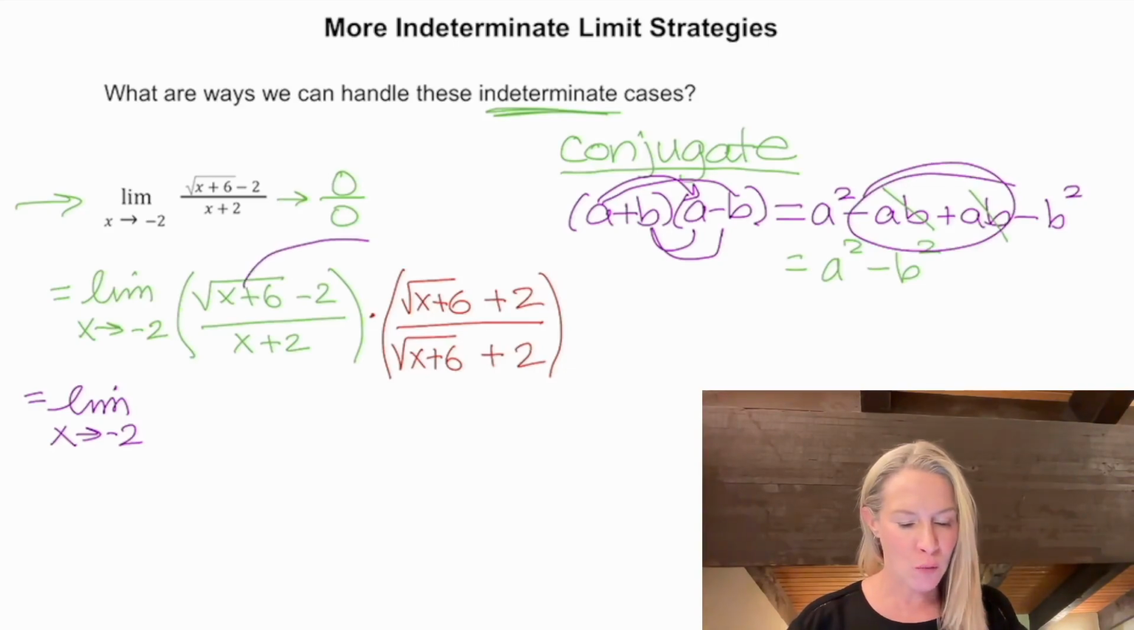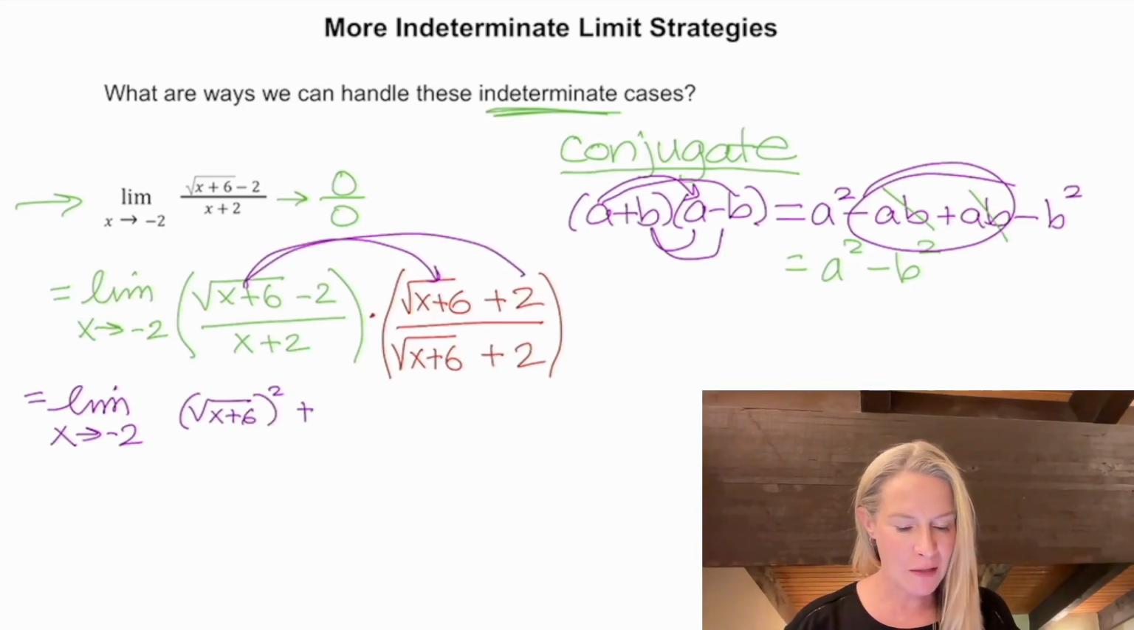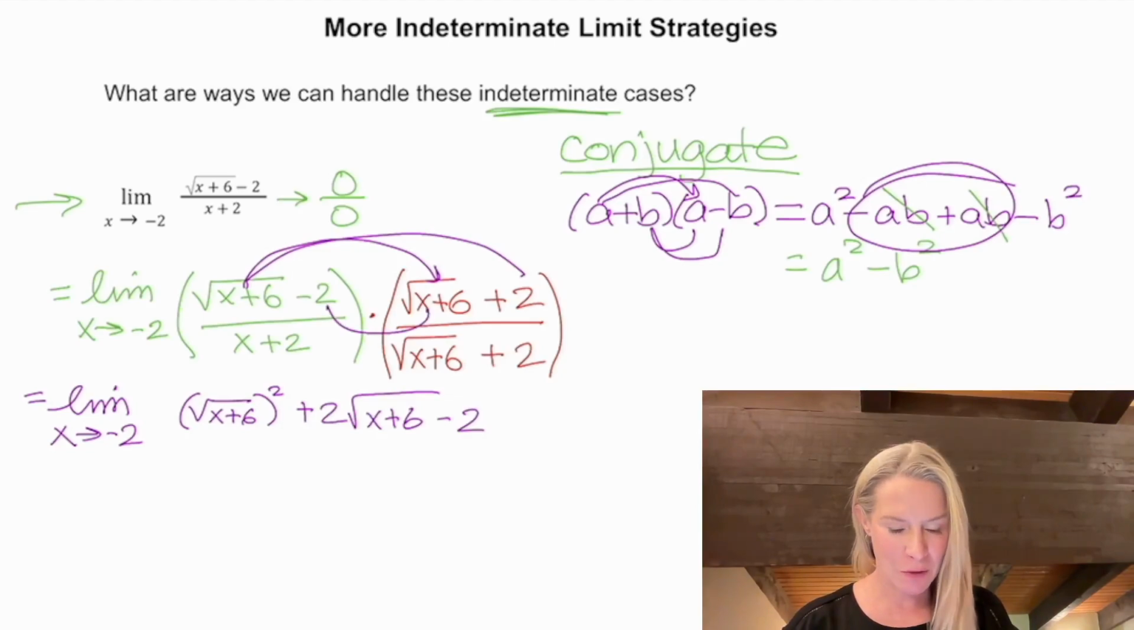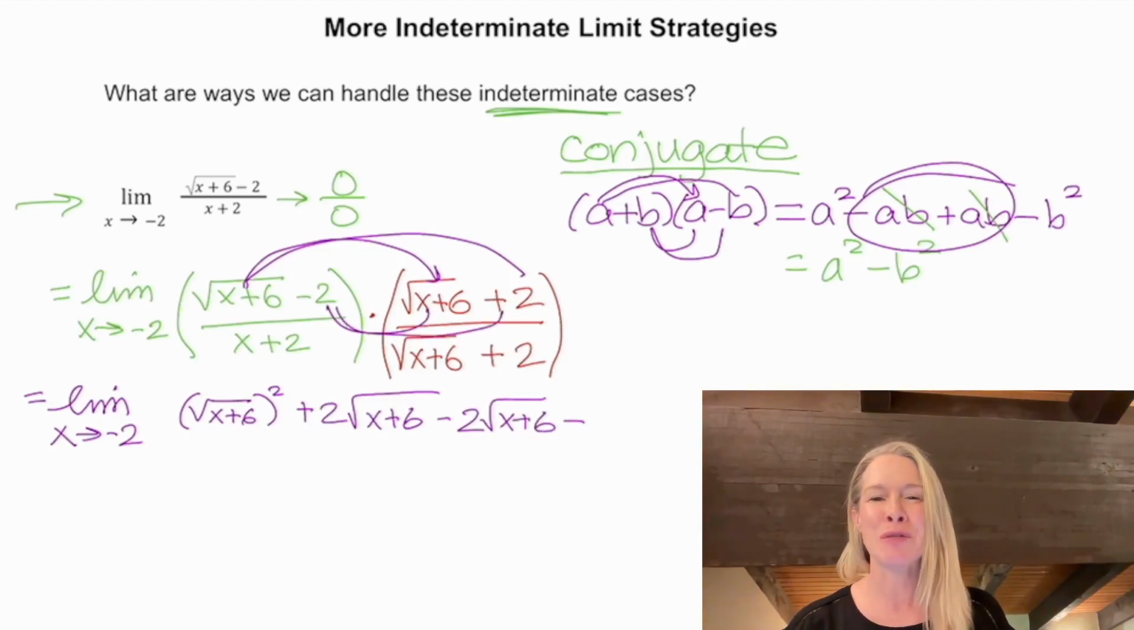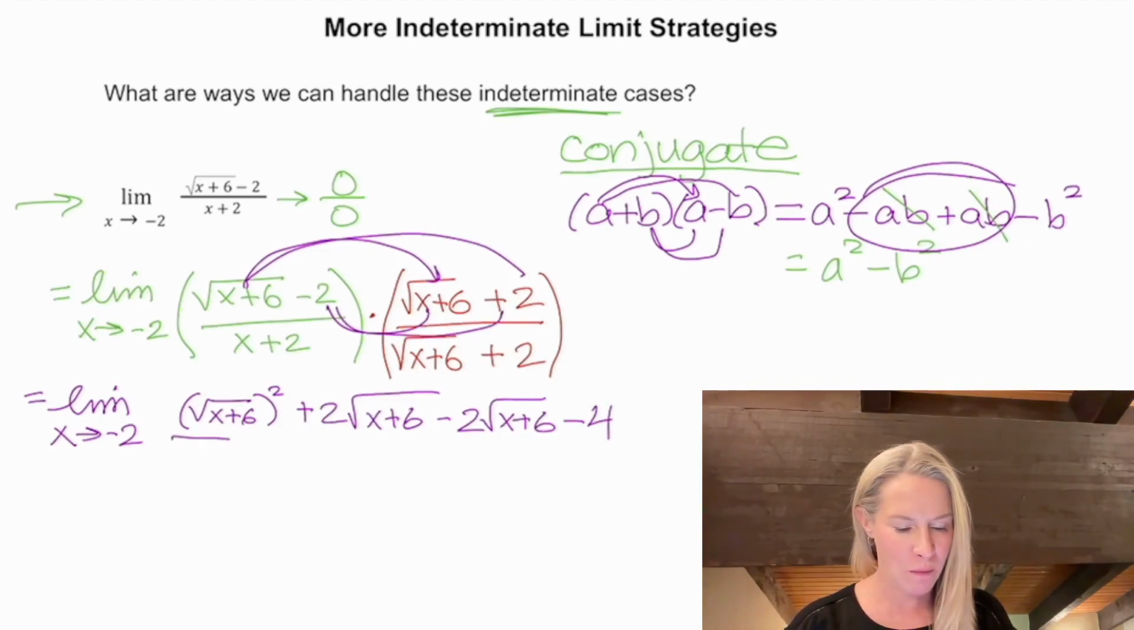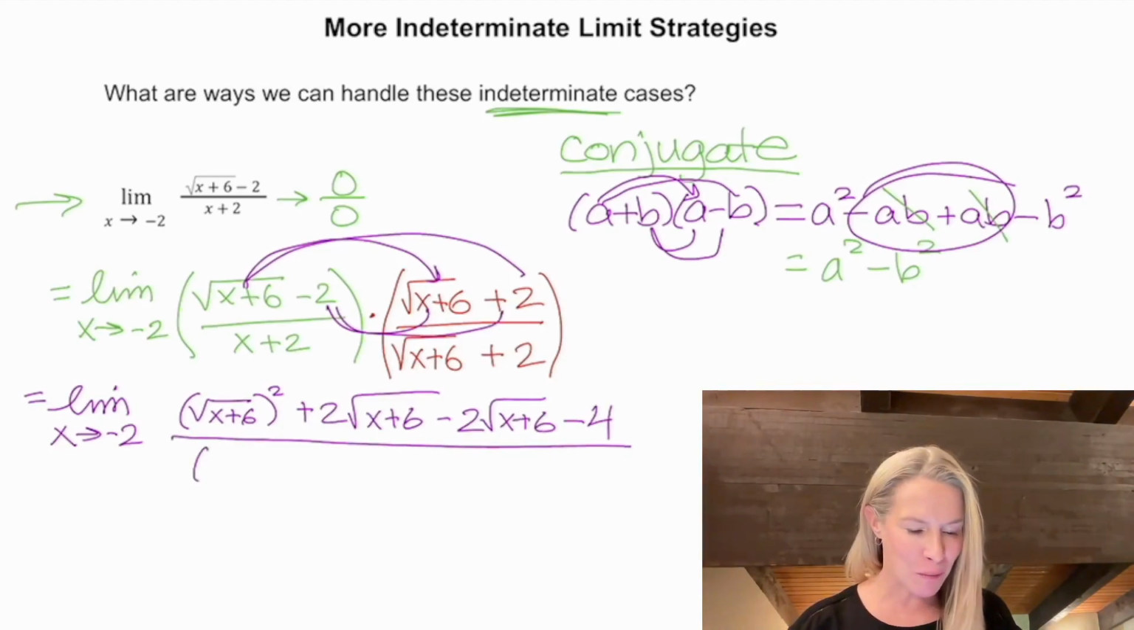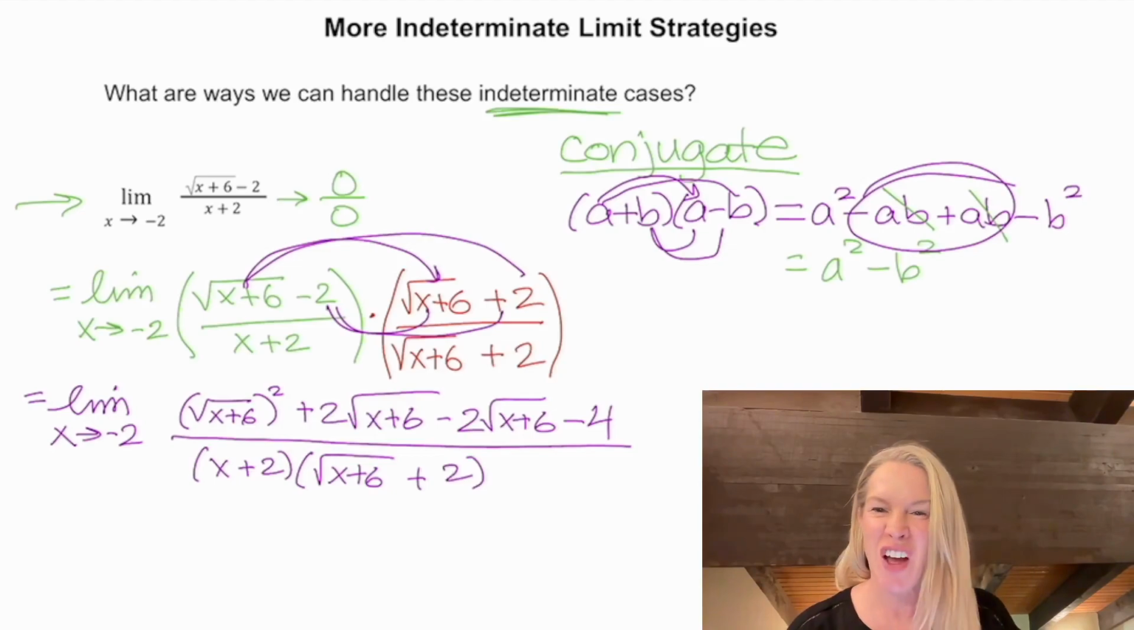So we've got root of x plus 6 times itself. I'm going to write that as root of x plus 6 squared. We have plus 2 times the root of x plus 6. We have minus 2 times the root of x plus 6. And we have minus 2 times 2, which is minus 4. I'm not going to multiply out the denominator because you'll see as the problem progresses that it's actually just not necessary.